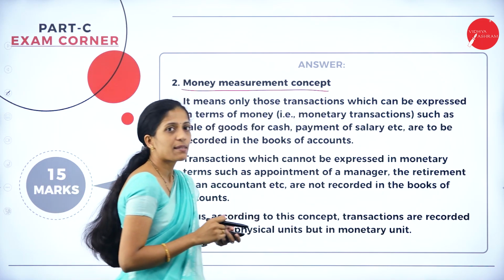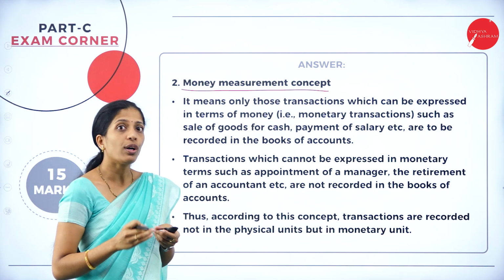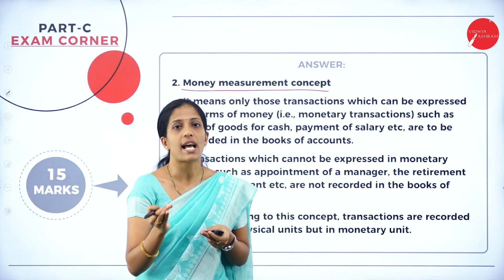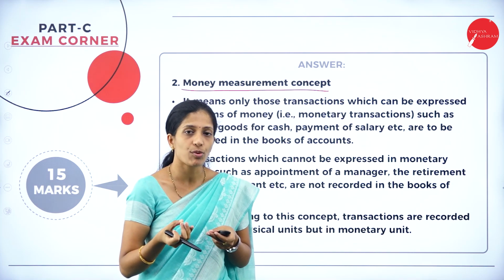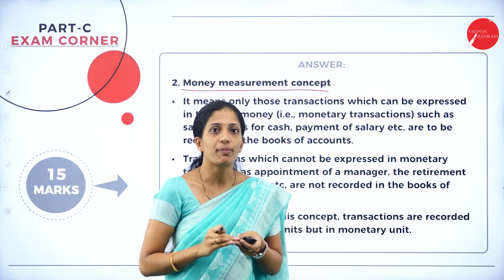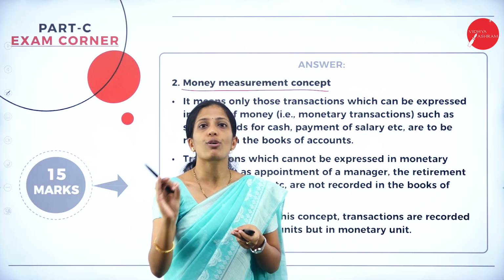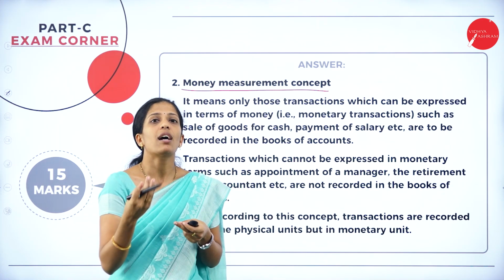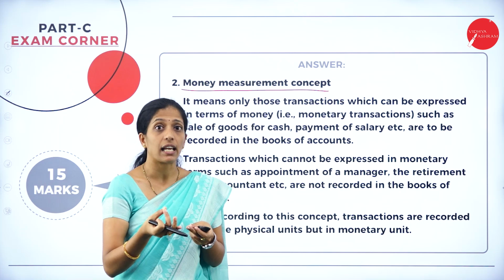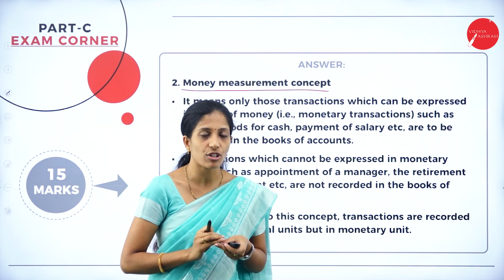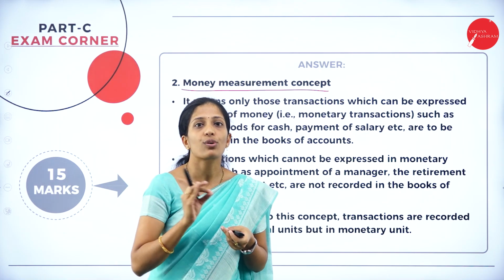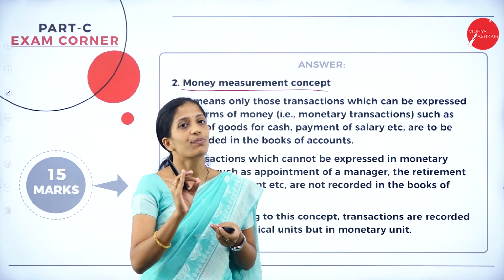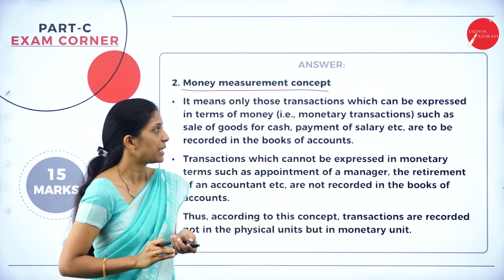Next, the second one is the money measurement concept. In accounting, we will record only those transactions that can be measured in terms of money. So the money measurement concept tells us to record those transactions which can be measured only in terms of money. There are a number of transactions that take place daily. Even though they affect the profitability of the business, don't record those transactions in the books of account. Record only those transactions which can be measured in terms of money.